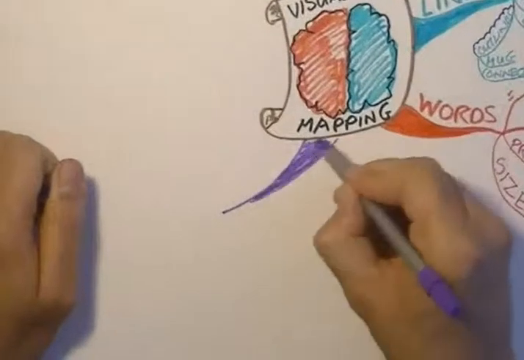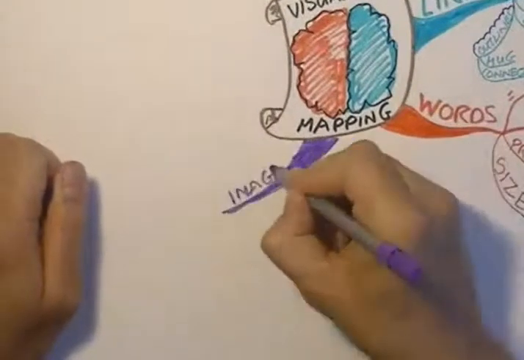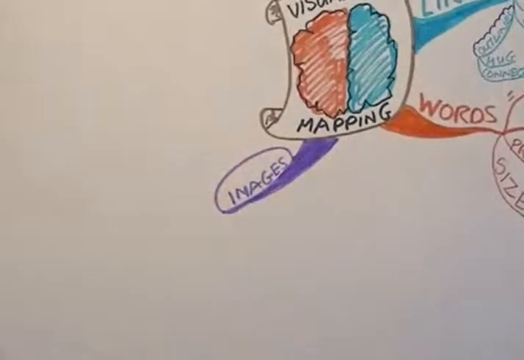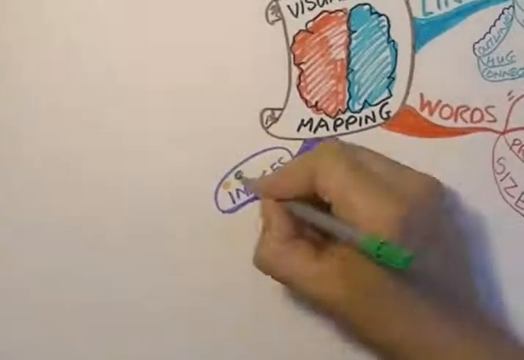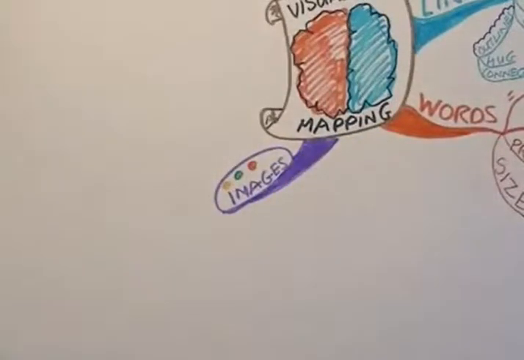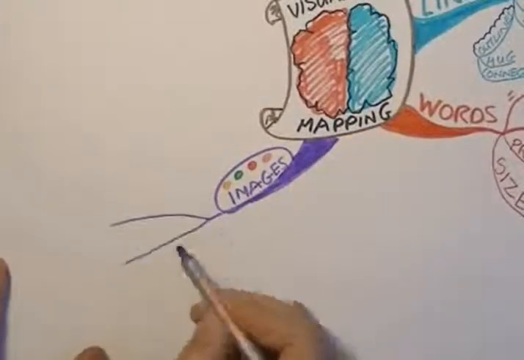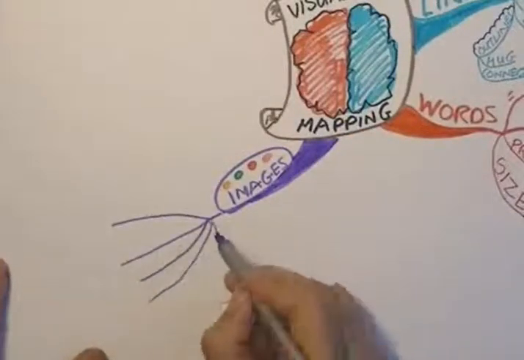Words are important, but so are images. A picture paints 1,000 words. Good use of images can really help bring your visual map to life and give it character. These images can take all sorts of different forms.